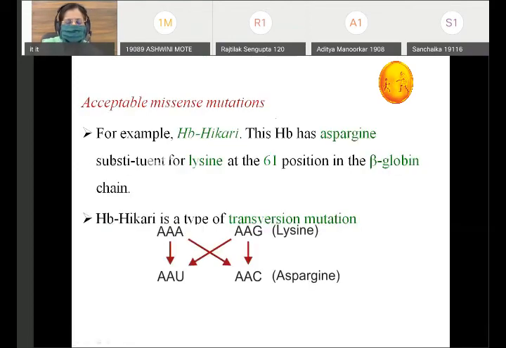For example, acceptable missense mutation is seen in HB Hikari. This hemoglobin has asparagine substituted for lysine at the 61st position of the beta globin chain. This is a transversion type of mutation and it is an acceptable type of missense mutation.